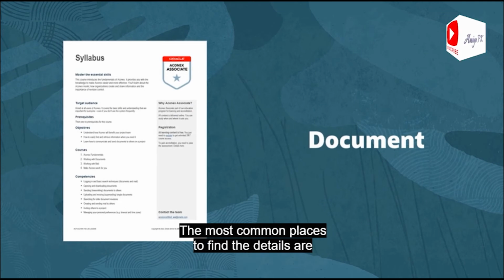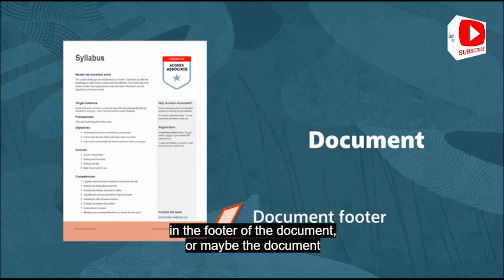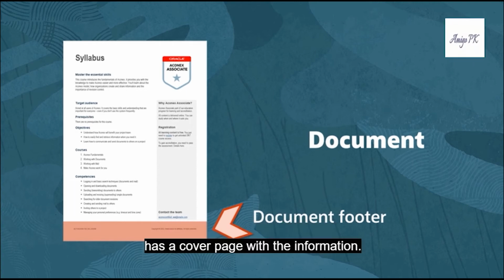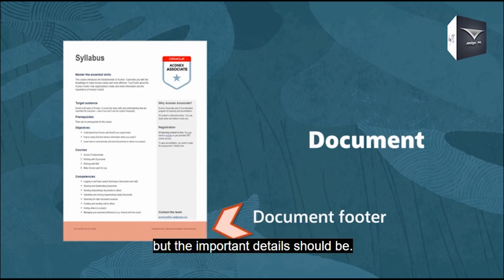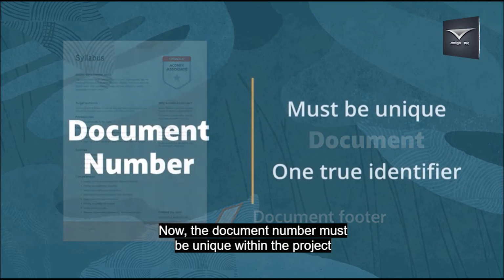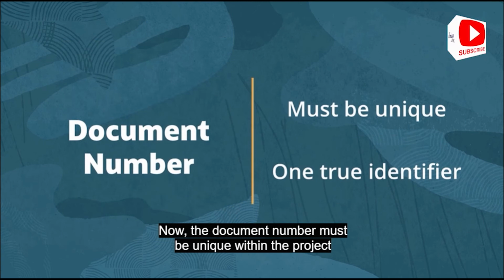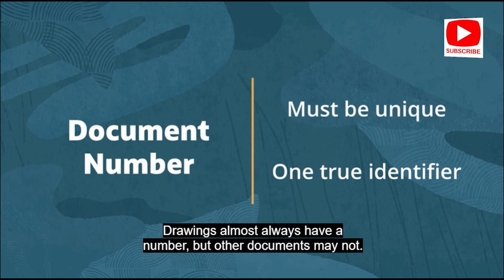The most common places to find the details are in the footer of the document. Or maybe the document has a cover page with the information. Now, not all the information is necessarily there, but the important details should be. The last thing we'll discuss is the document number. Now, the document number must be unique within the project and is the one true identifier for a document. Drawings almost always have a number, but other documents may not.